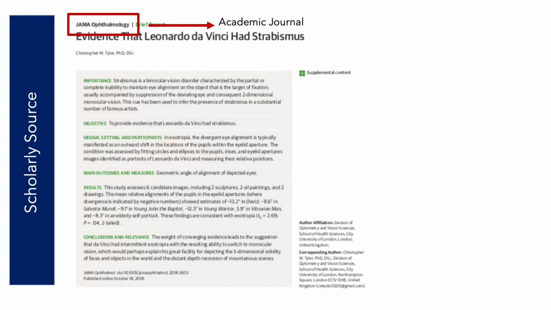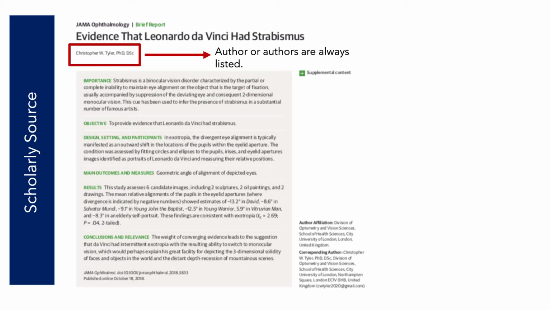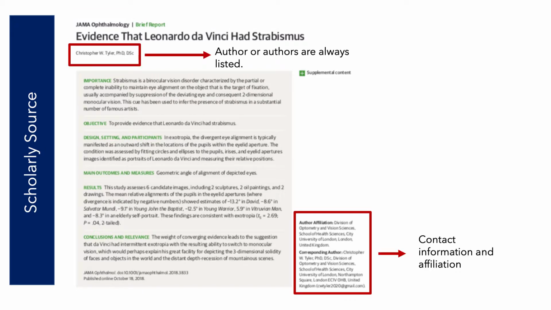This is the first page of a scholarly journal article. The first thing we see is that it is published in something called JAMA Ophthalmology. This is the Journal of the American Medical Association's academic journal on ophthalmology. The article's author is listed, and his contact information and affiliation is available. This is useful because it helps us verify that he is an expert in his field.